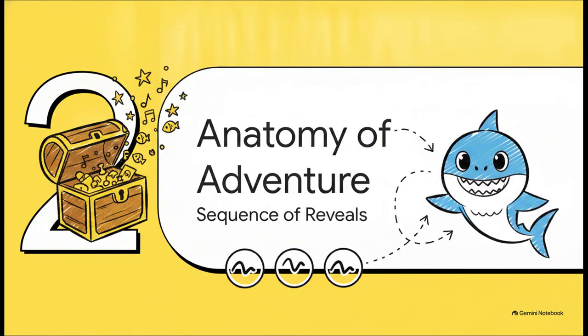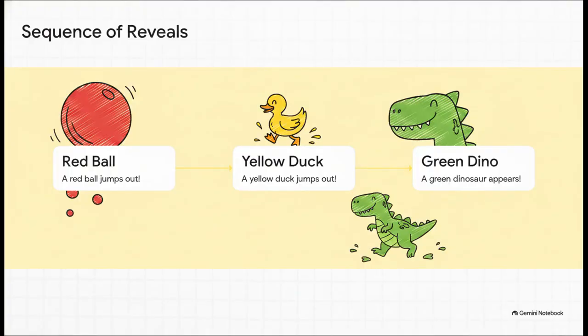Moving right along to part two, anatomy of the adventure, focusing on the sequence of reveals. So, once that chest is introduced, Baby Shark invites the audience to open it together on a count of 1, 2, 3. Now, this isn't just a fun little countdown. It's a structural device. It opens the door to a highly calculated sequential payload.